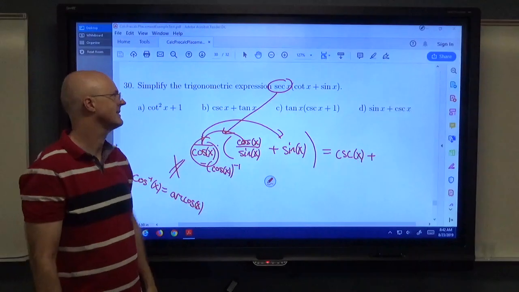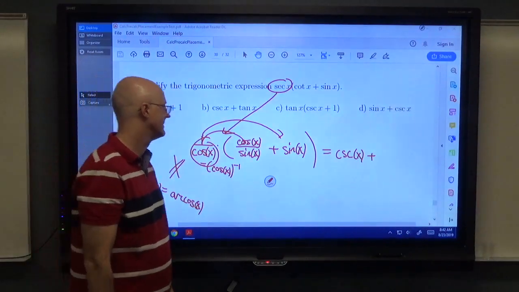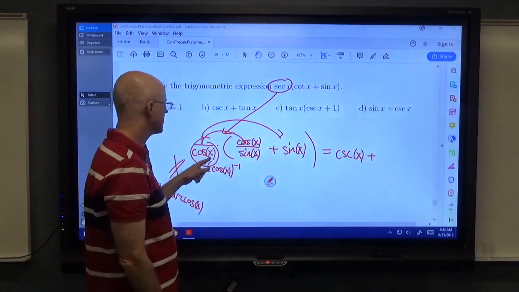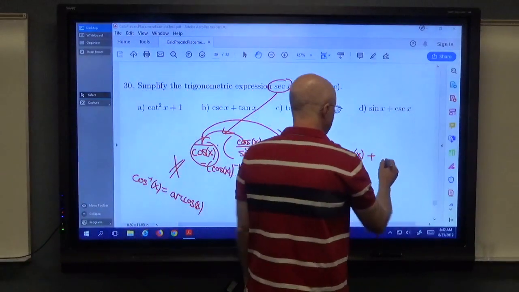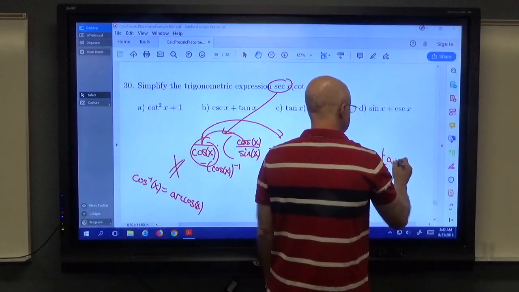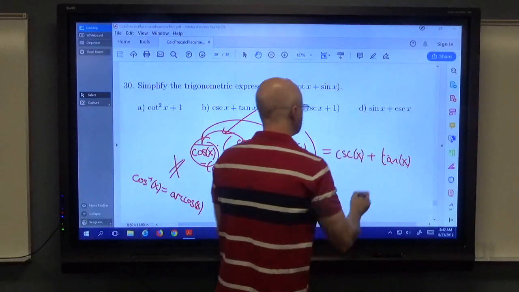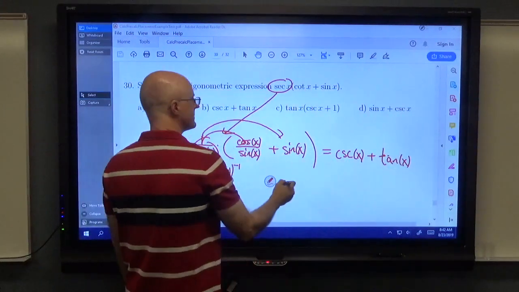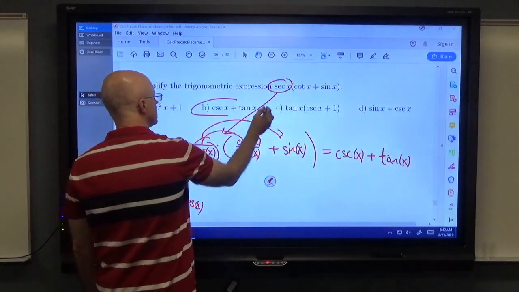It's confusing. The co's get swapped. And then 1 over cosine of x times sine of x is sine of x divided by cosine of x, which is tangent of x. That's probably the option we're after, and yes, that is option B.